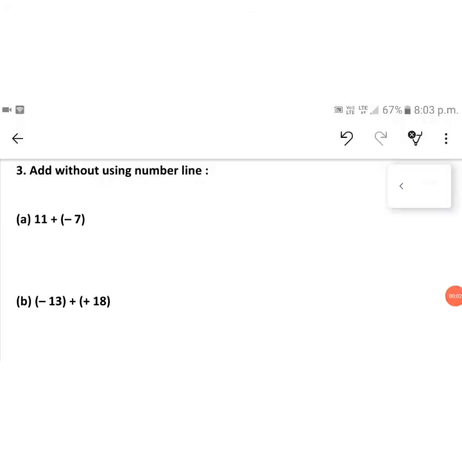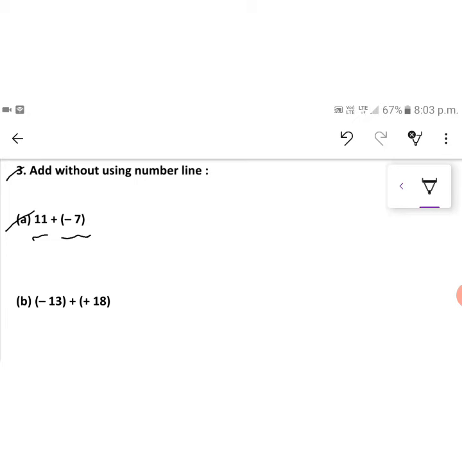Question number 3. Add without using number line. A part, 11 plus minus 7. If the two numbers have different sign, then subtract the two numbers and give the sign of the bigger number.